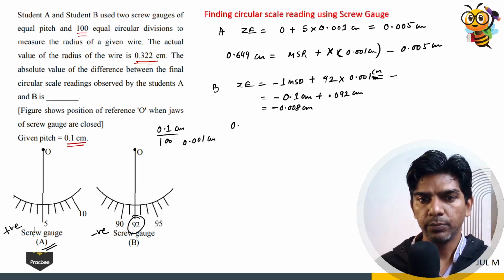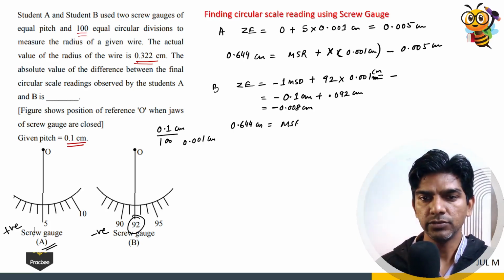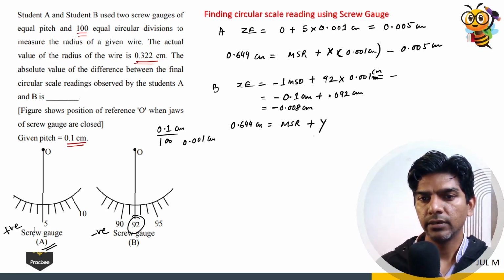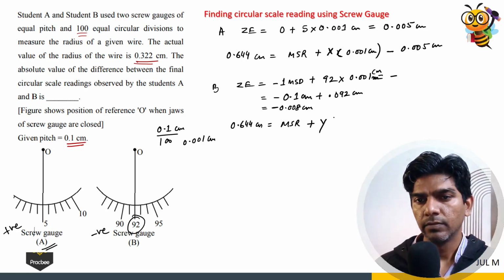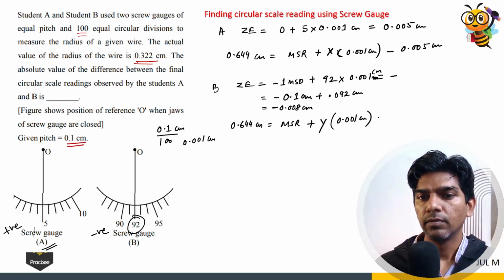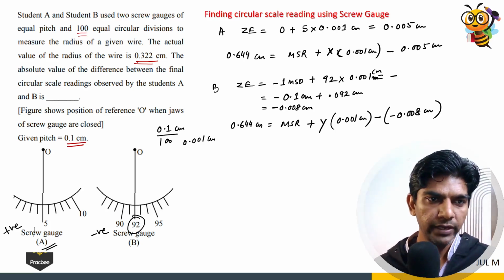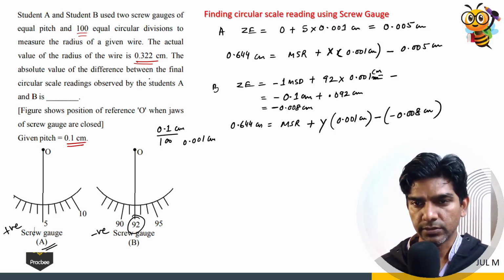So the reading will be 0.644 centimeter equals main scale reading. I'm assuming in this question main scale reading is the same for both cases. Plus, let us say the circular scale reading is y for the student B times the least count 0.001 centimeter, minus zero error, which is minus of 0.008 centimeter, and we have to find the difference.